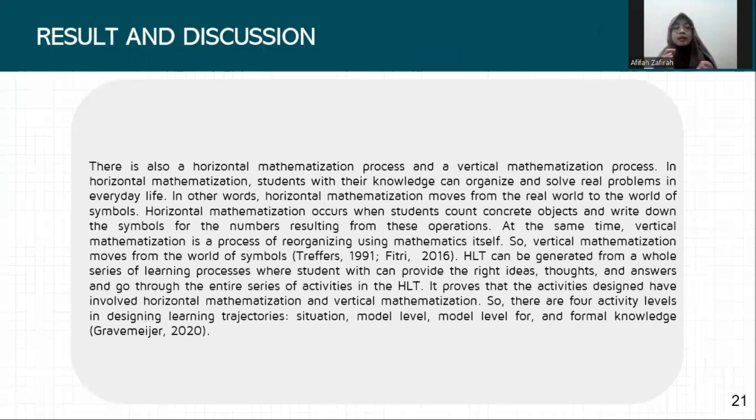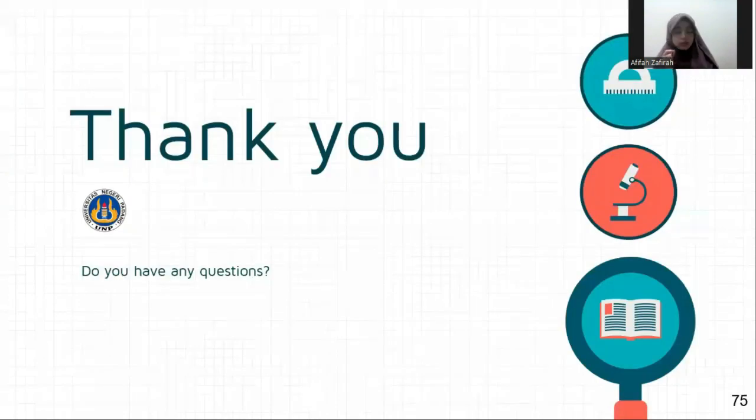It shows that the activities designed have improved horizontal and vertical mathematization. So there are four activity levels in designing the hypothetical learning trajectory, and the situation model, level 4 formal knowledge. And I think this research can help students understand loss and profit better. And I think that's all I can tell you, and thank you for your kind attention.